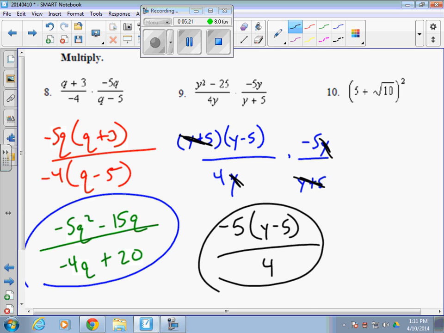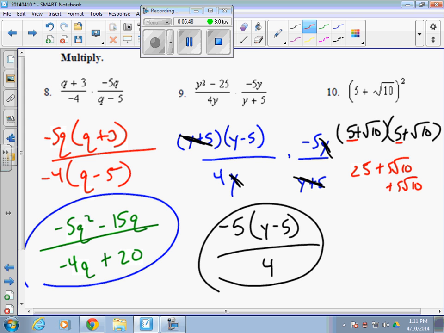And then 5 plus the square root of 10 squared. Remember, this is a binomial, so you have to write it as 5 plus the square root of 10 times 5 plus the square root of 10. So you wind up foiling this. 5 times 5 is 25. 5 times the square root of 10 is plus 5 square root of 10. I'm going to have to put this underneath it a little bit. The inner terms are square root of 10 times 5, which is again plus 5 square root of 10. And then the square root of 10 times the square root of 10 is going to be the square root of 100, which, remember, the shortcut is to just pull it out from under the radical.